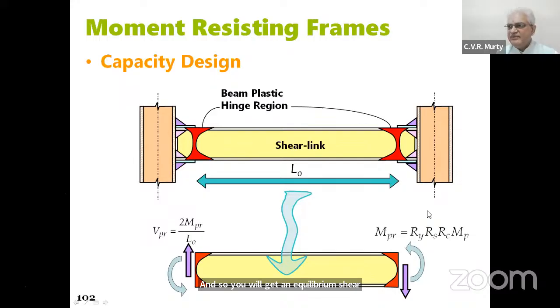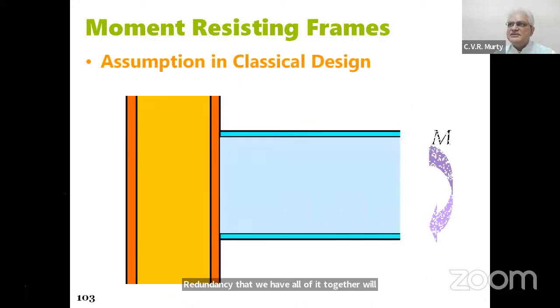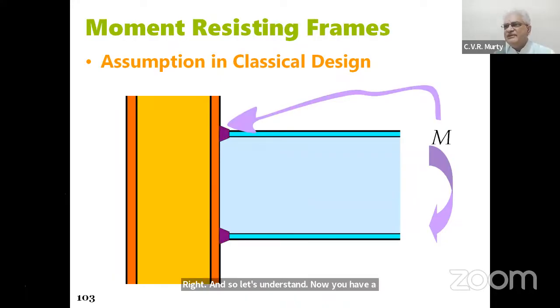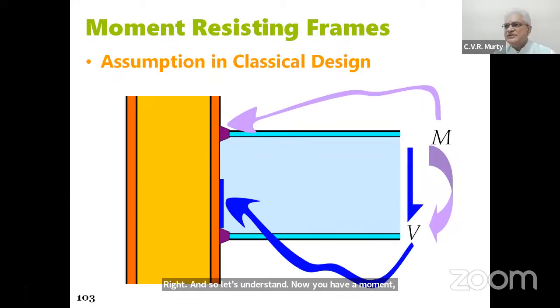So here is where we are looking at MPR, the probable moment capacity that you're going to achieve. You remember you talked about uncertainty in the yield value, uncertainty in the ultimate value, and then uncertainty in the redundancy that we have. All of it together will contribute to plastic moment capacity, right? And so let's understand now you have a moment. Classically, what I've been saying, that the moments will be carried by flanges and the shear force is carried by the web. This is what we have been telling everybody, and even all the books maintain that even today as we are speaking.